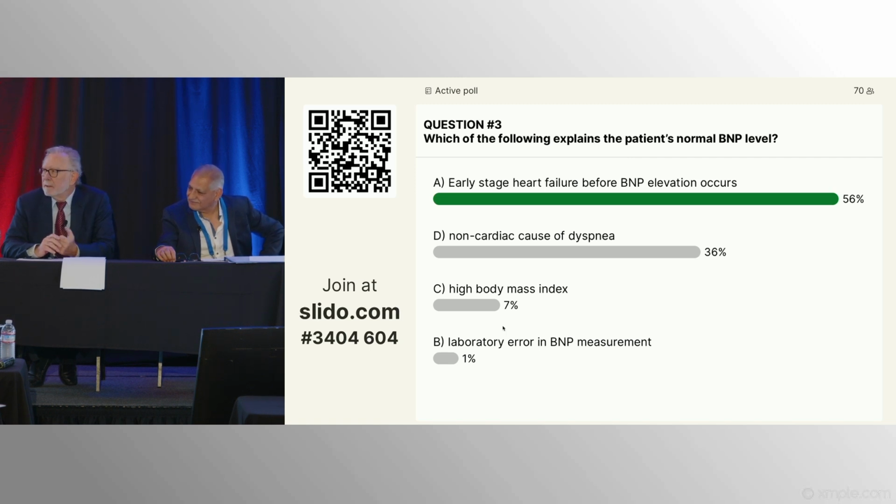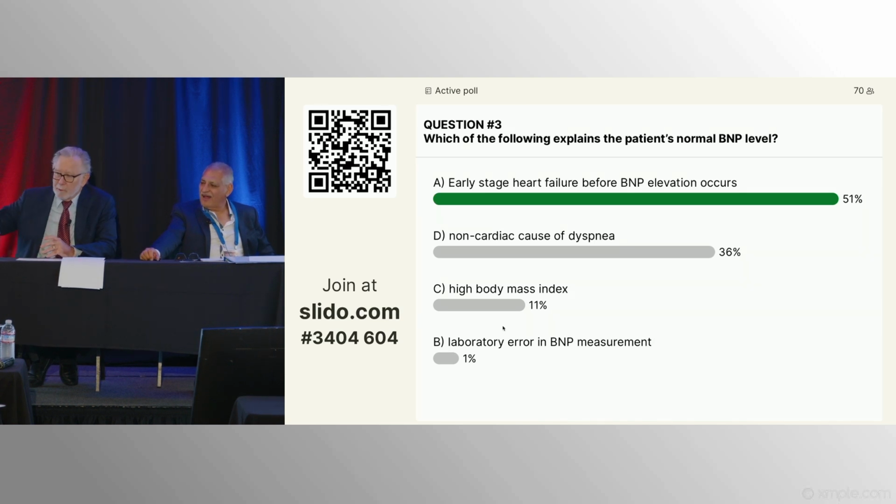Now that said, obese people, and the important word here was obesity, right? And his BMI is 35, so the person is pretty obese. They have an often misleadingly low level of BNP. So the answer was C. The high body mass index means, because obese people metabolize the BNP differently, they will have artificially low levels of BNP.